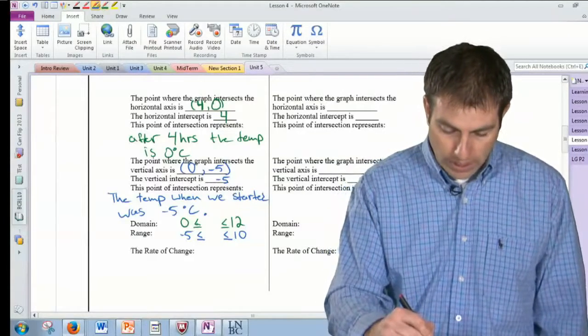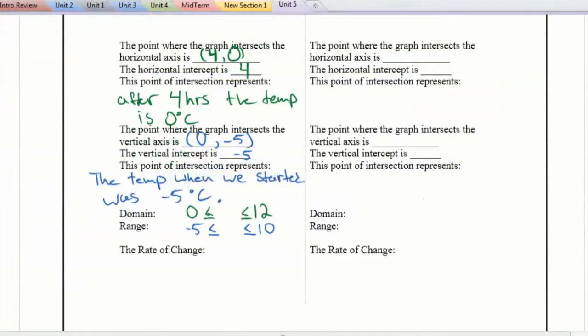So my horizontal axis is measuring time. So my time is between 0 and 12. And my temperature, or big T, is between -5 and 10. So that would probably be a little bit more correct way of representing that.